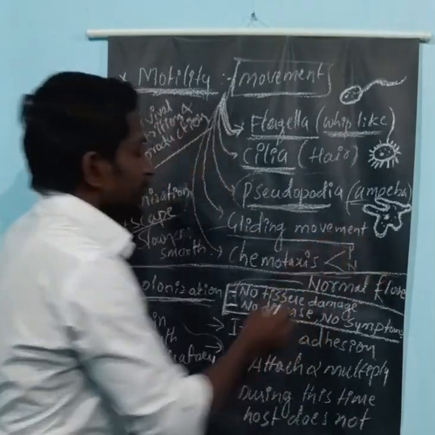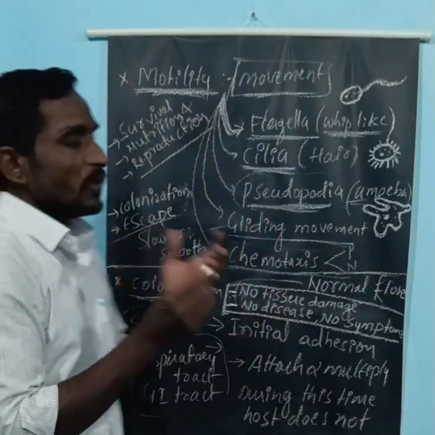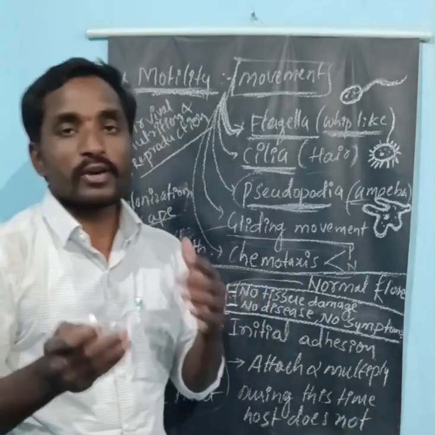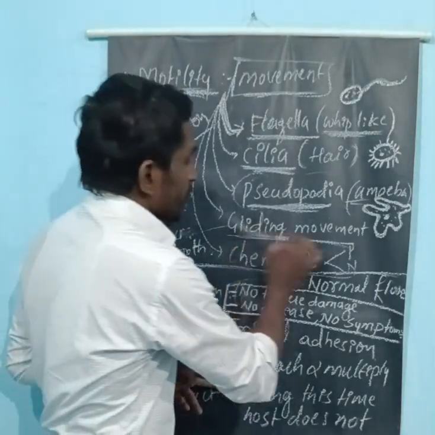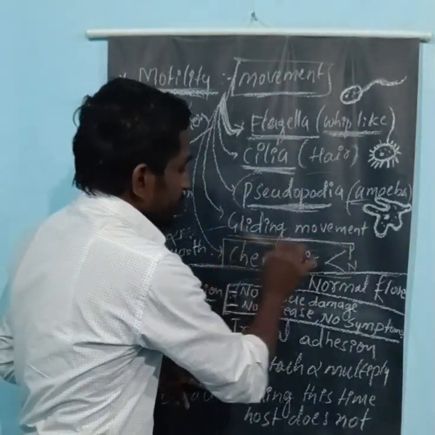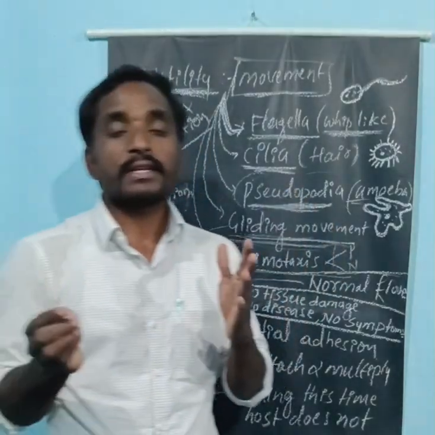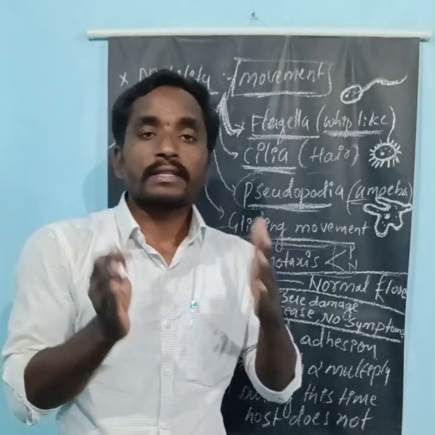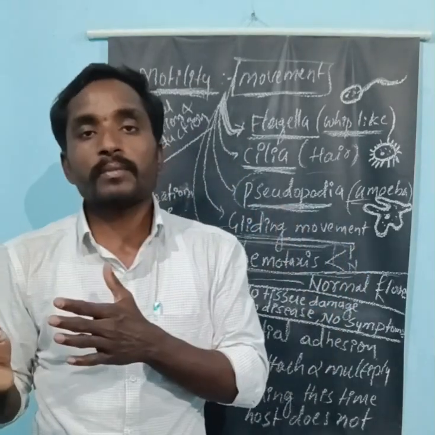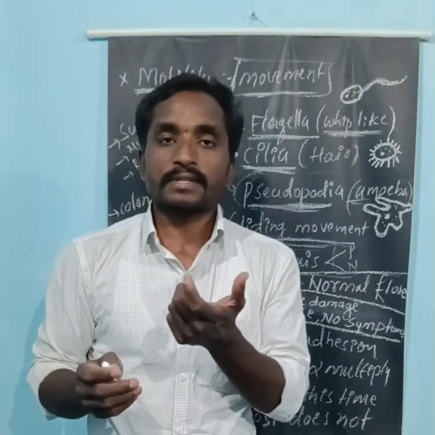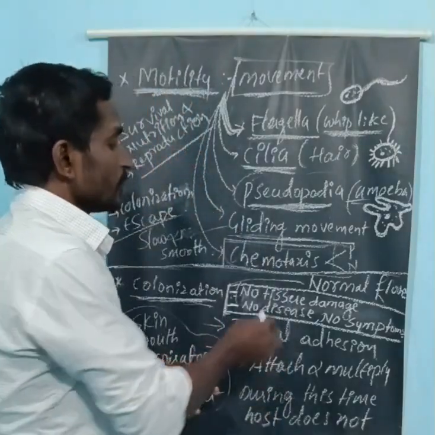Gliding movement is a slow and smooth movement by microorganisms. So that is what we call a gliding movement. Now coming to chemotaxis. Chemotaxis is the movement of microorganisms towards or away from chemical substances. So that is what we call chemotaxis.